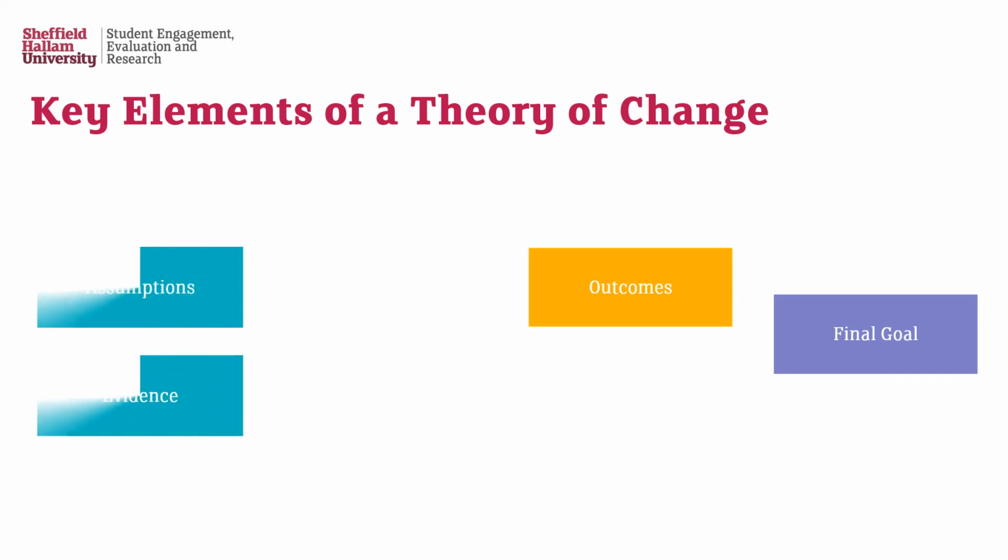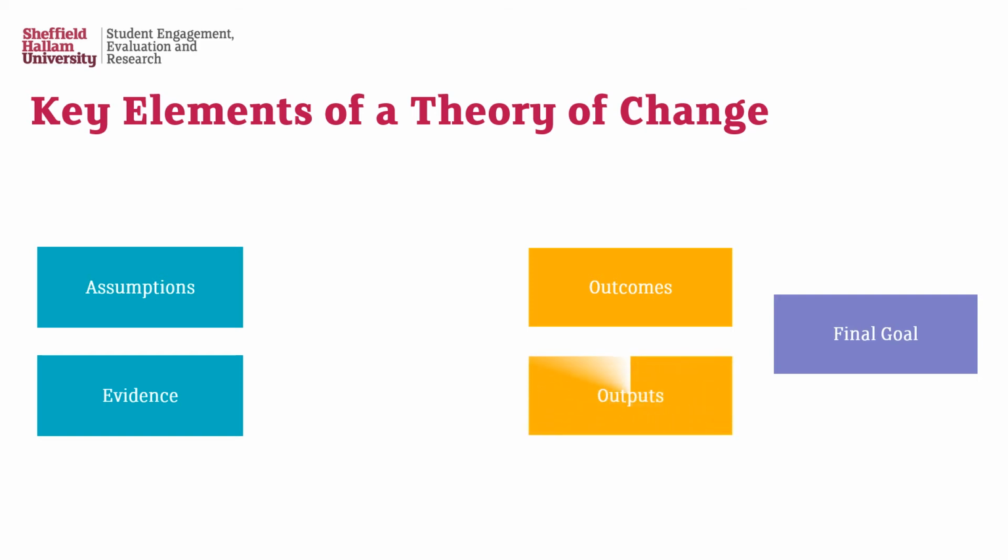Outcomes should be supported by evidence, and also you should clearly state what assumptions you are making about the change process. For example, creating a strong academic community assumes that a sense of belonging will increase retention. Can you find evidence that supports or discredits this assumption?